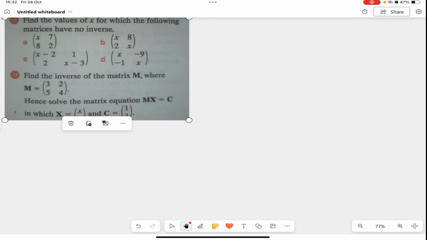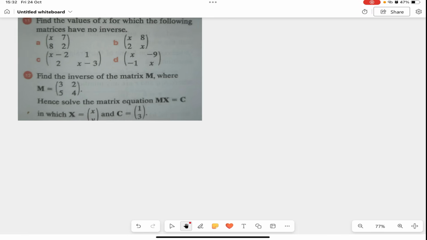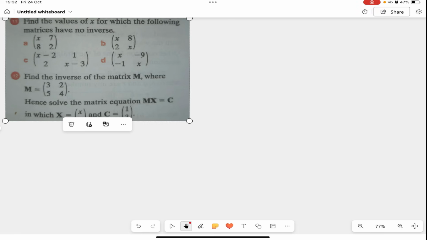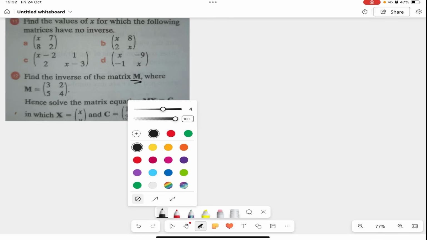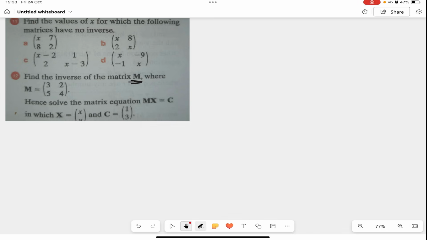we're asked to find the inverse of the matrix M. Matrix M is 3, 5, 2, 4, a 2 by 2 matrix. And they say we should solve the matrix equation MX equals C, in which we're supposed to get the value of x and the value of y. And C is 1, 3.